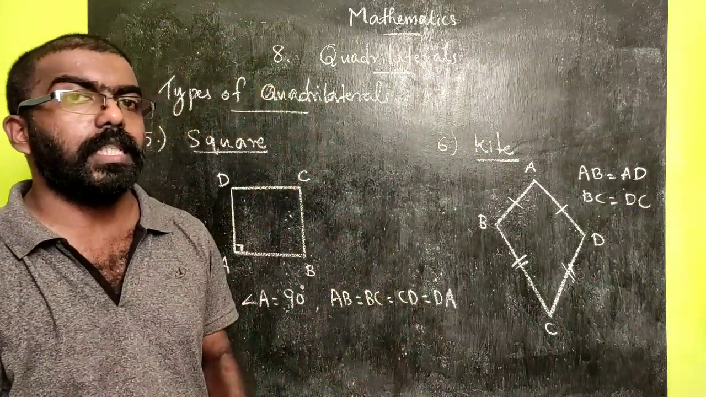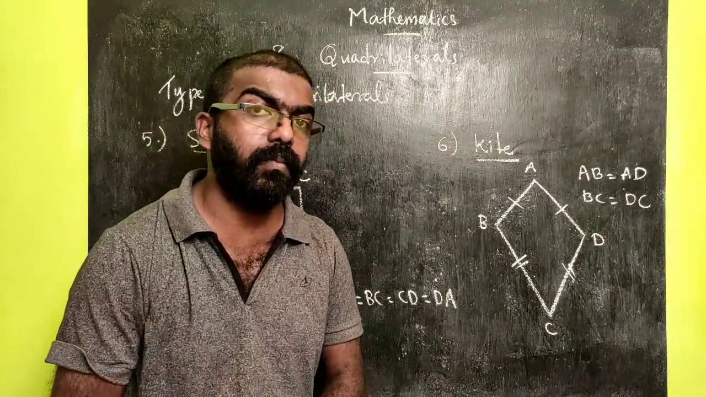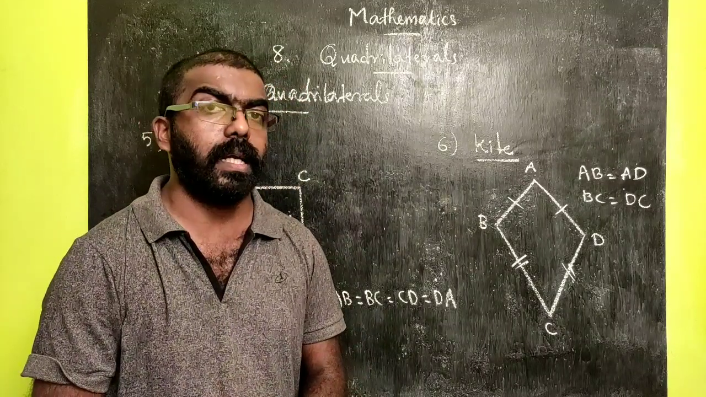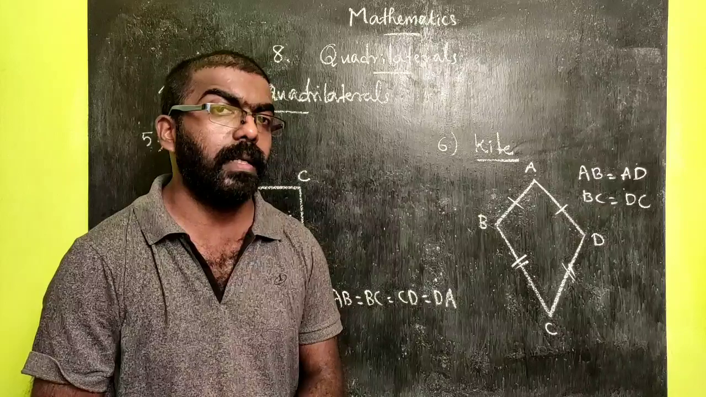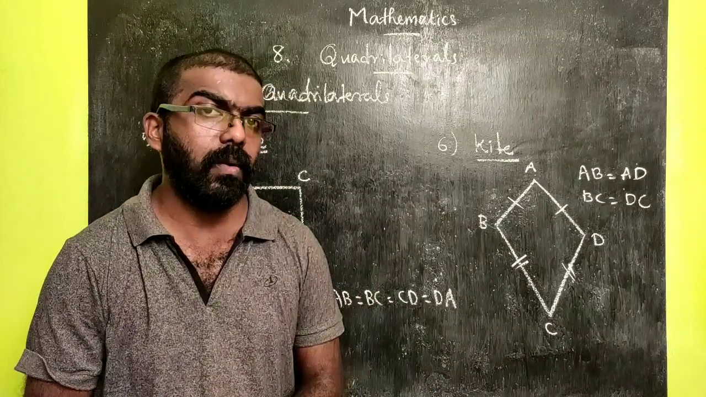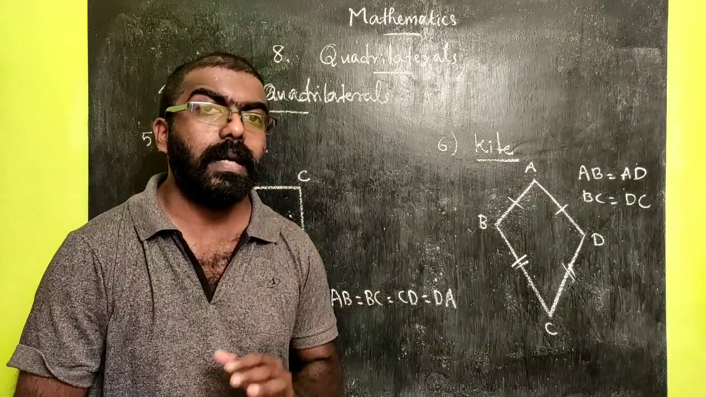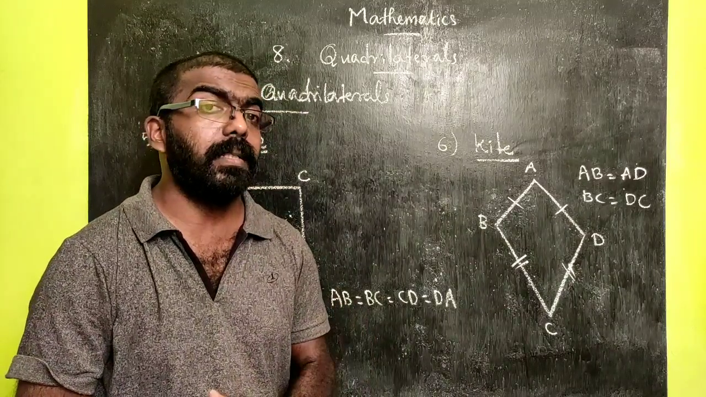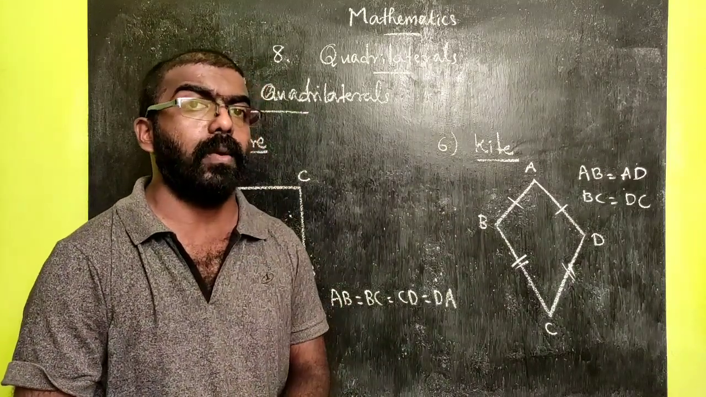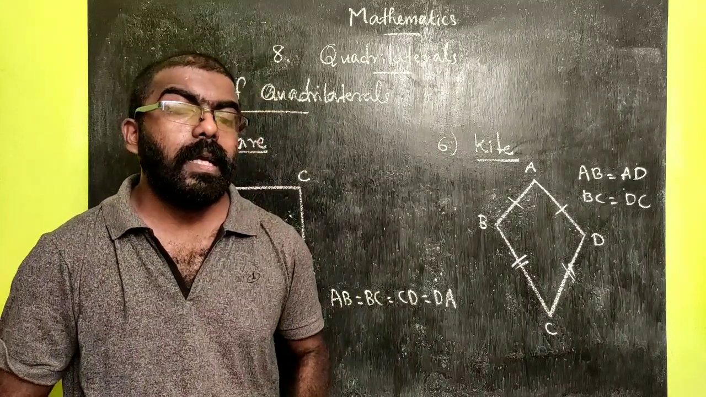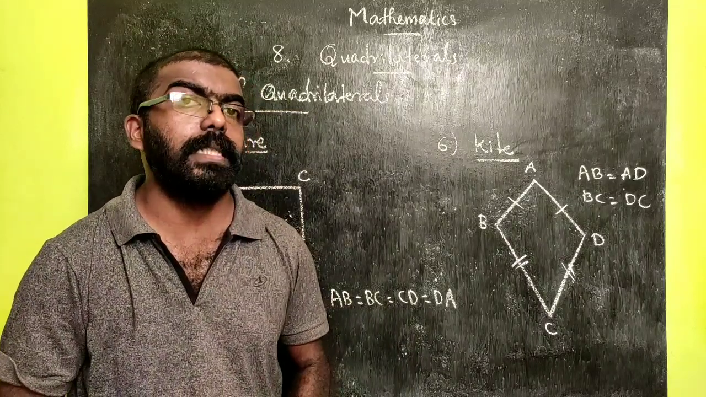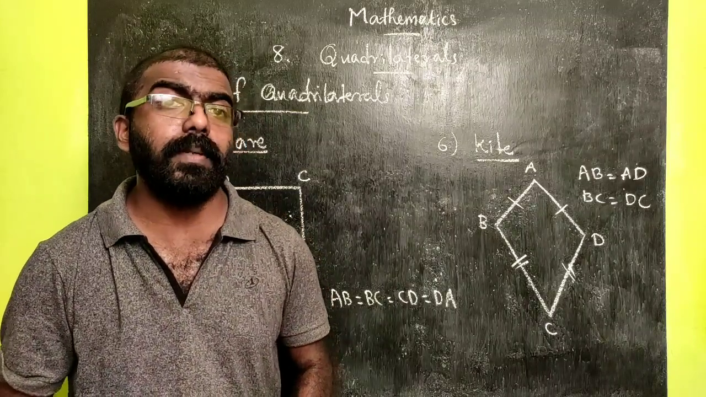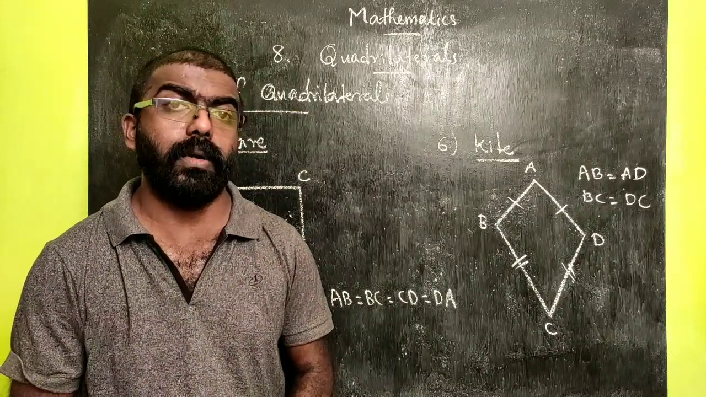Okay. If each pair of adjacent sides of a quadrilateral are equal, then we can say it is a kite. One thing you have to remember is it is not a parallelogram. Kite is not a parallelogram. Similarly, trapezium is not a parallelogram. Clear? In this chapter, we will study more about different types of quadrilaterals, their properties, and especially those of parallelograms.